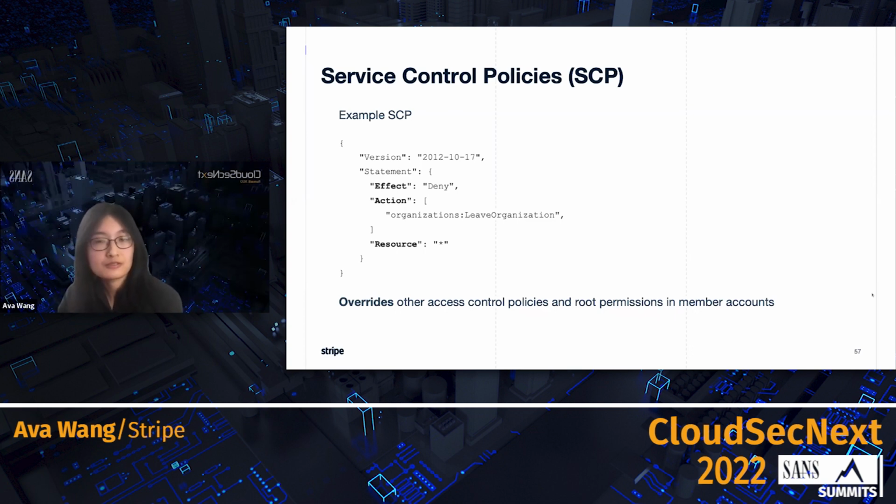In the example here, we have an SCP which denies the ability to leave the organization. So if someone were to call the API to leave the organization, they would get an access forbidden error. And we'll write our policies to reduce the attack surface using these SCPs.